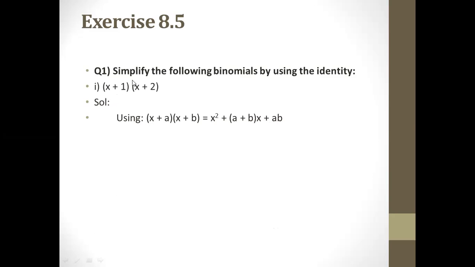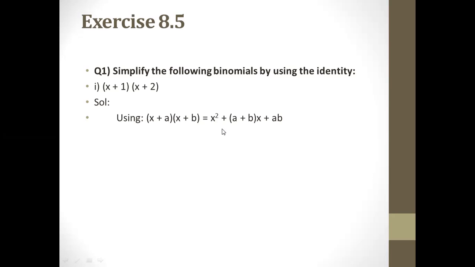If in the bracket you can check two brackets will multiply with each other, the first value will be same and the second value will be different. So x plus a into x plus b. So that will be equal to x square plus a plus b into x plus a into b. So this formula you will memorize it. Okay, with the help of this formula you will solve the question.